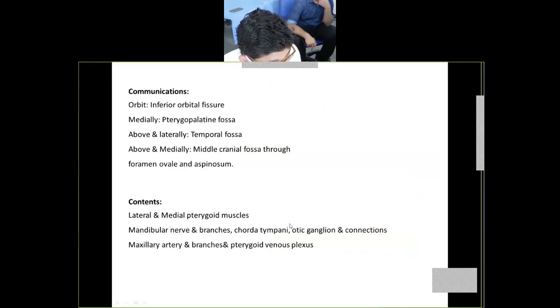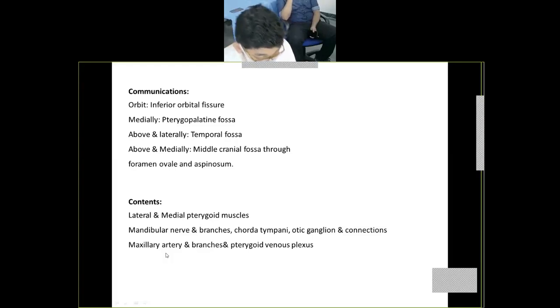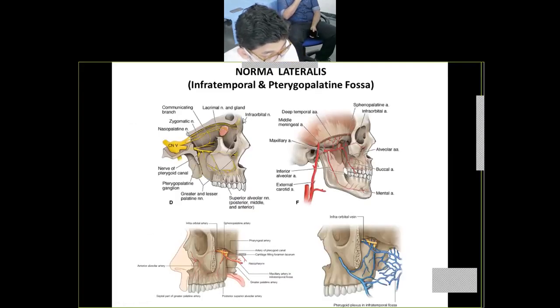Now, what are the contents? The pterygoid muscles. There are two, lateral and medial pterygoid. Then there is a nerve which is known as the mandibular nerve, with its branches. There is another nerve which is known as the chorda tympani. There is a ganglion which is known as the otic ganglion, and there are some connections. All of these are basically connected to each other mostly. Then there is an artery known as the maxillary artery with its branches, and the pterygoid venous plexus. So you can see over here.